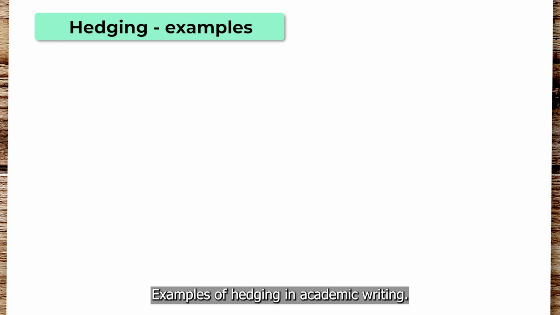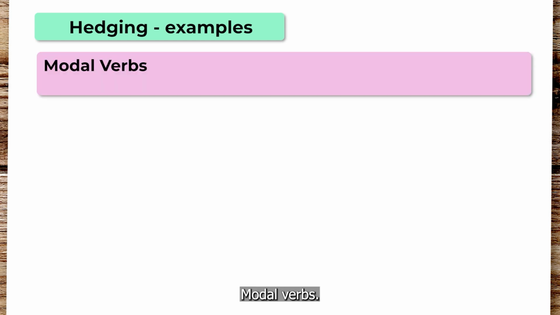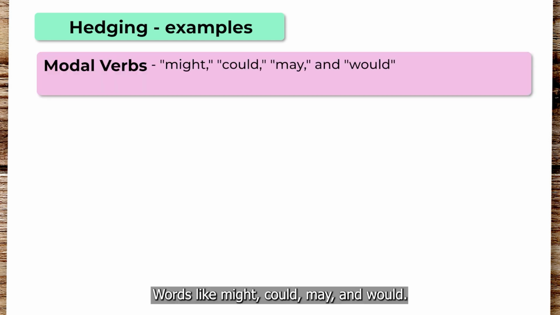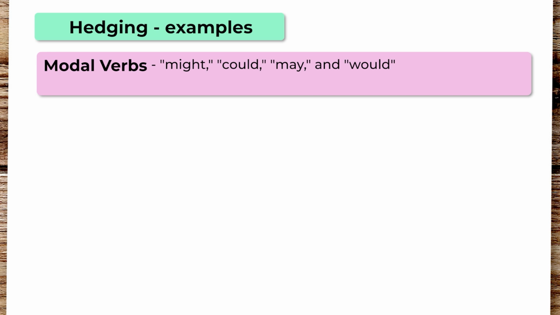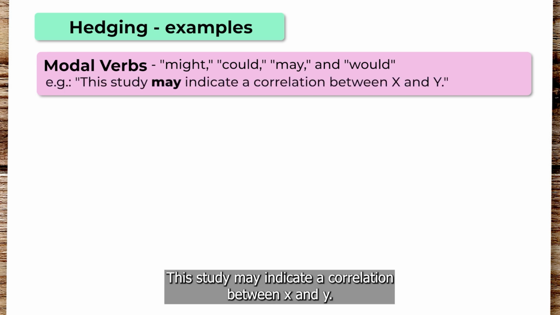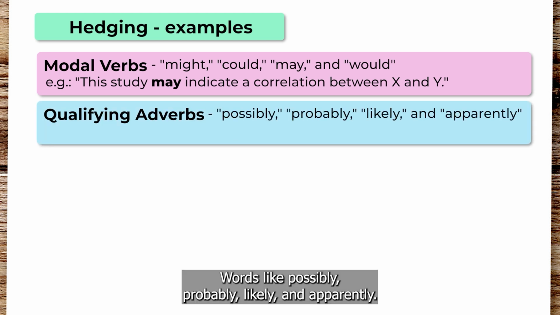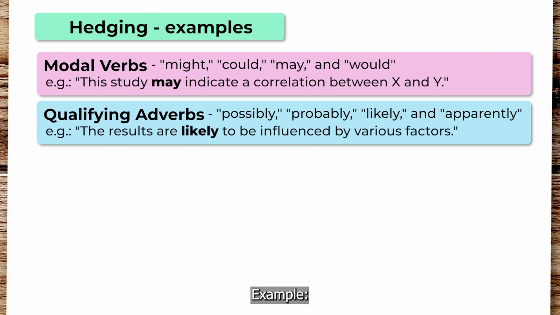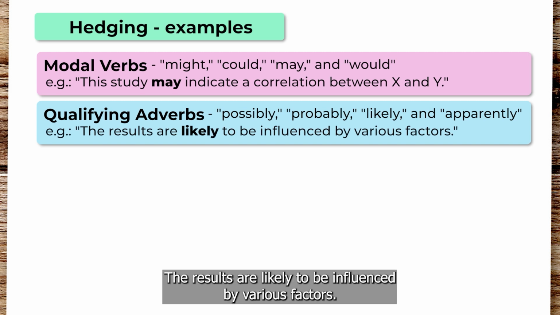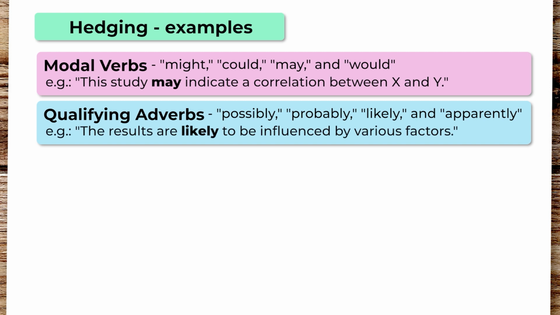Examples of hedging in academic writing. Modal verbs, words like might, could, may, and would. Example: this study may indicate a correlation between X and Y. Qualifying adverbs, words like possibly, probably, likely, and apparently. Example: the results are likely to be influenced by various factors.